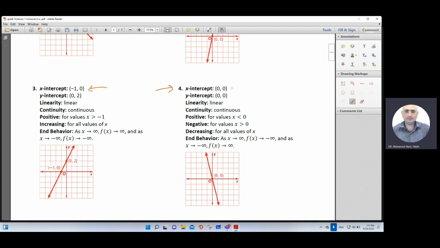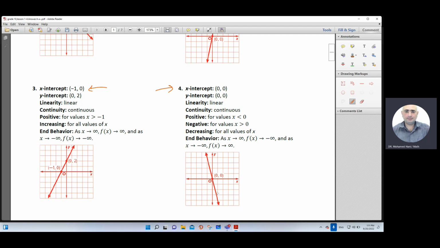We have x-intercept (0, 0), y-intercept (0, 0). Linear. Continuous. But why do you draw the linear from this side, not from this side? As you see here, the positive for values of x less than 0 is from this side.